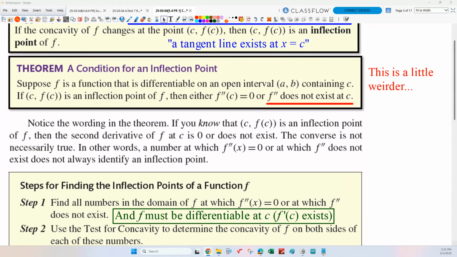Okay. So notice the wording in the theorem. If you know that C is an inflection point of f, then the second derivative of f at C either is 0 or it doesn't exist, right? The converse is not necessarily true. You get that? That's often the case in math. You can't generalize and say that the converse is true. Just because the second derivative is 0, does that mean it's an inflection point? No, it does not. And we'll look at some examples today where that fails. Just because the second derivative is undefined, does it mean it's an inflection point? No, it's usually not.